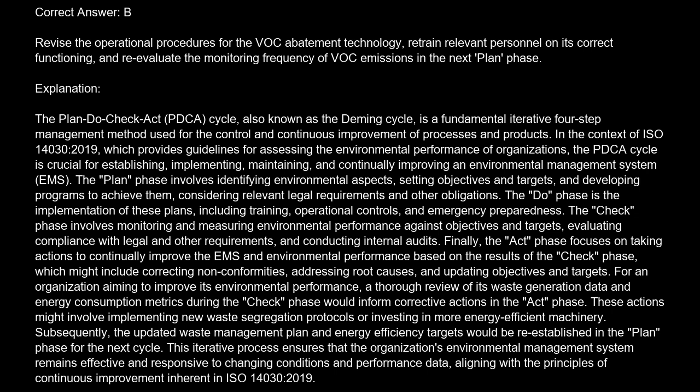These actions might involve implementing new waste segregation protocols or investing in more energy-efficient machinery. Subsequently, the updated waste management plan and energy efficiency targets would be re-established in the Plan phase for the next cycle. This iterative process ensures that the organization's environmental management system remains effective and responsive to changing conditions and performance data, aligning with the principles of continuous improvement inherent in ISO 14030:2019.